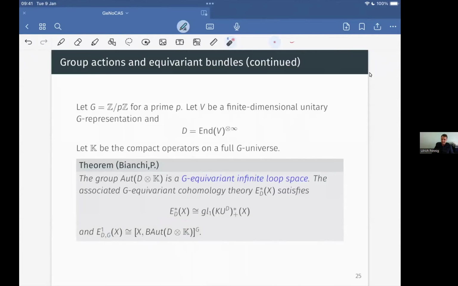Well, may I interrupt you? So first of all, I think you used a British understatement when you said that Z mod PZ doesn't have that many subgroups, because it has two.